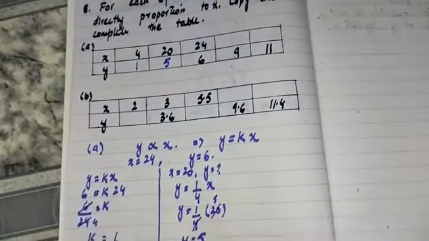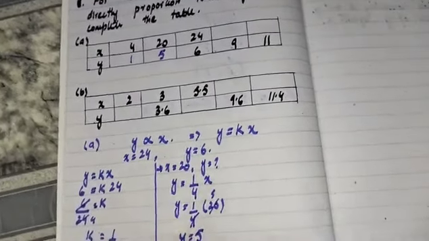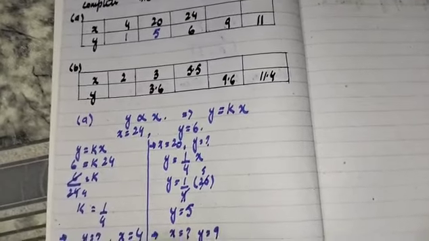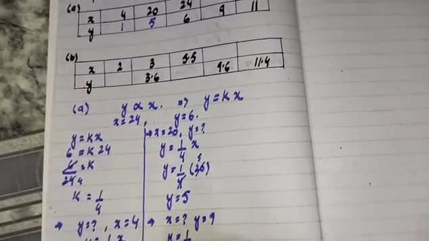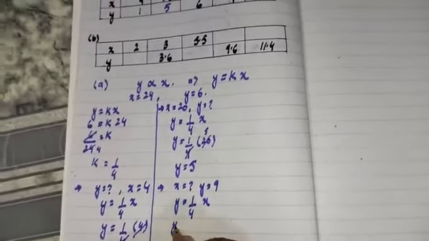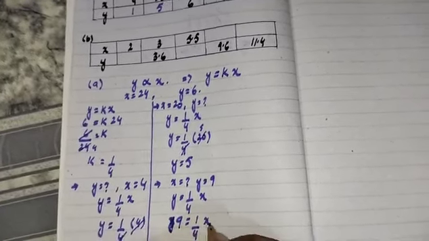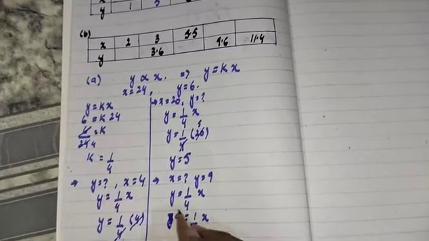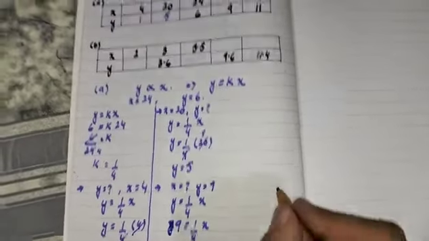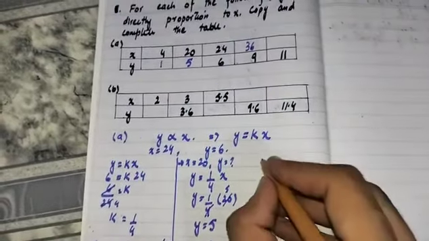Now we have to find x, and the value of y is 9. Using the same equation, y = 1 upon 4 x, where 1 upon 4 is the value of k. So 9 is equal to 1 upon 4 times x. So x will be equal to 4 nines, which are 36. So the value of x is 36. It means that x will be 36 when y is 9.